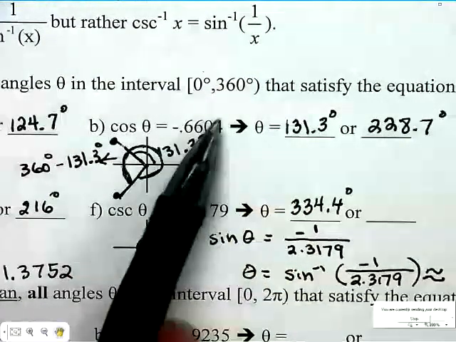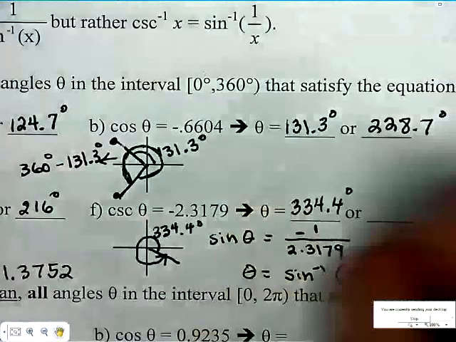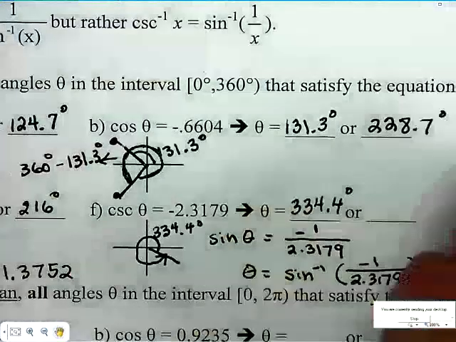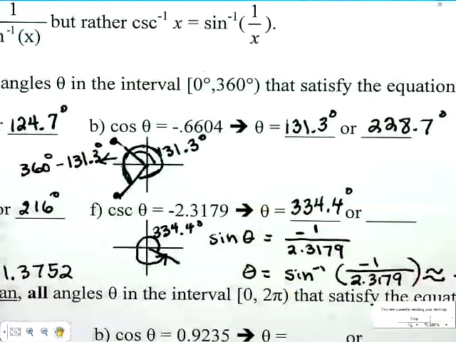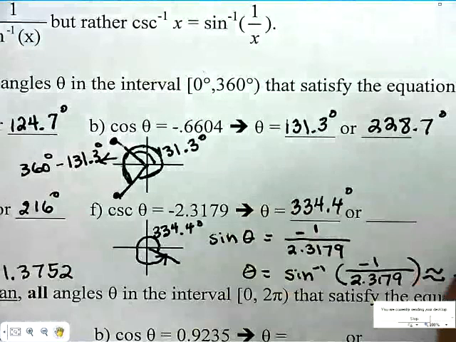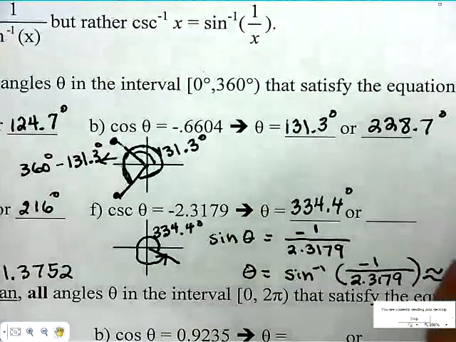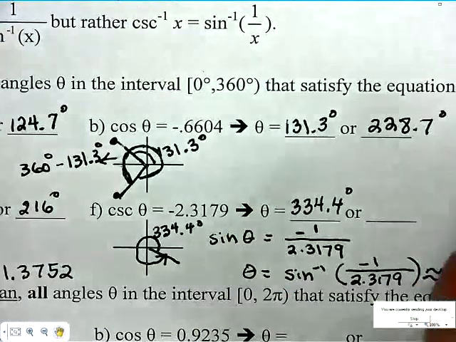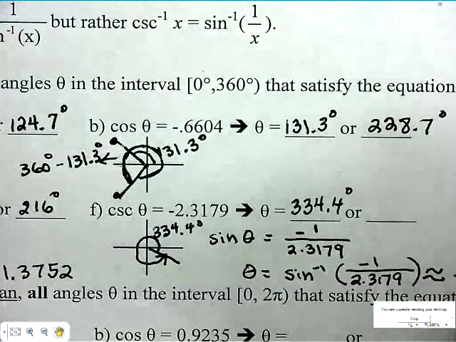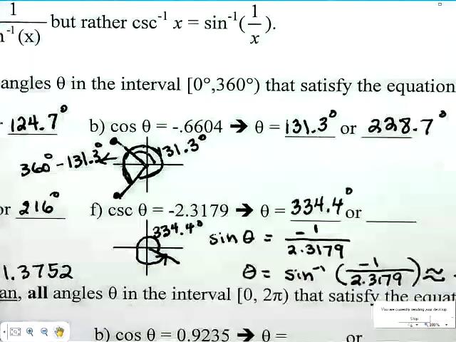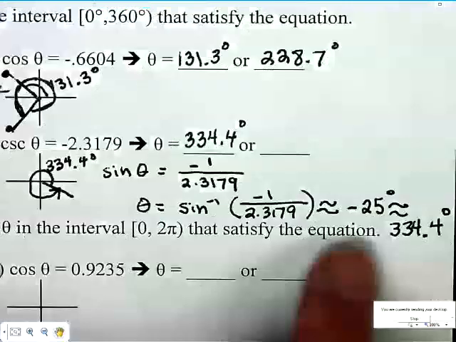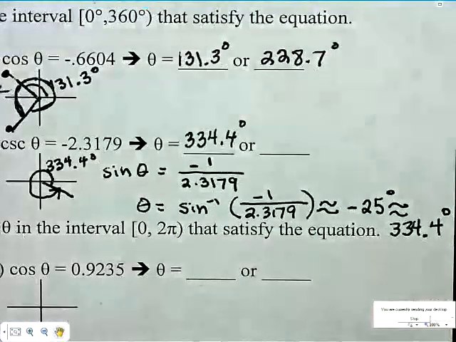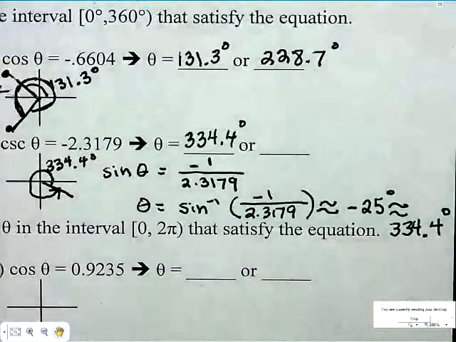So I had to take that -25 and change it to a coterminal angle. That's where I got the 334.4, just by adding 360 to the -25. Still, the calculator gave me my fourth quadrant angle.